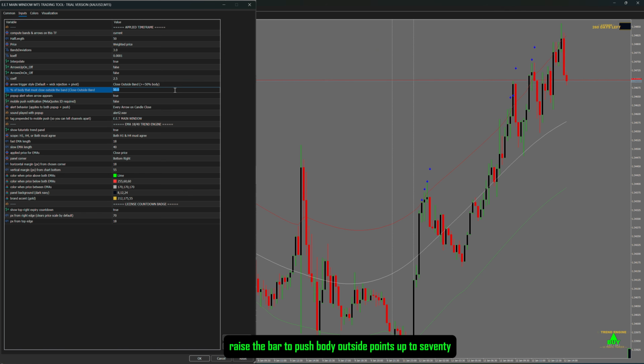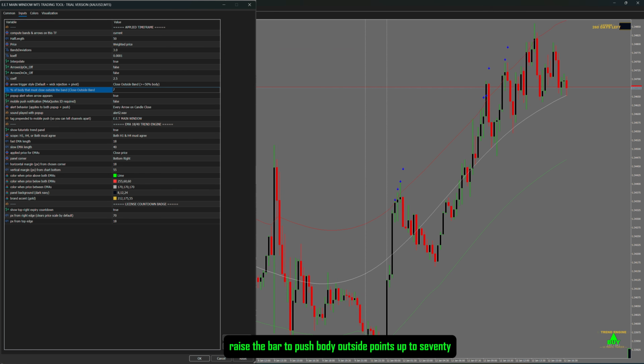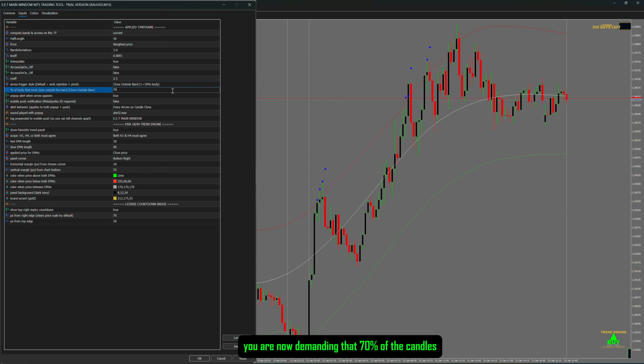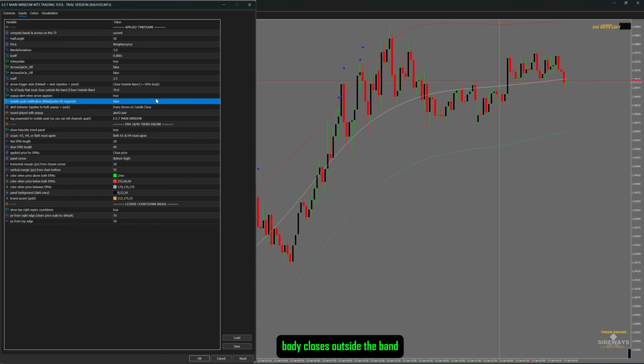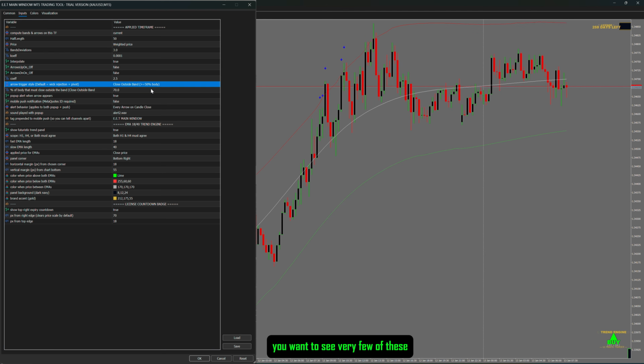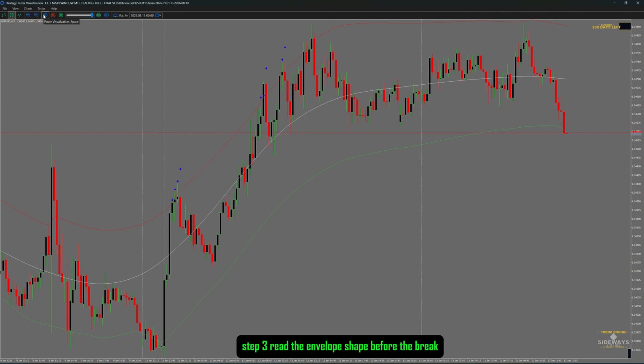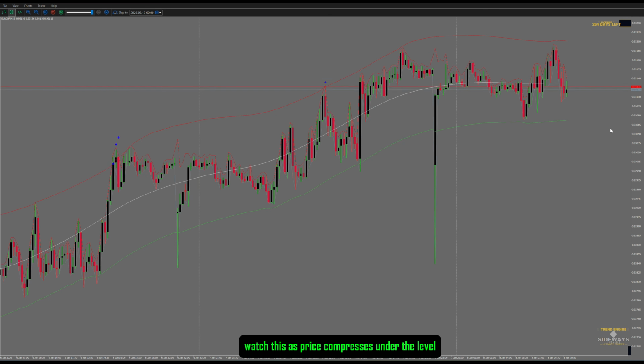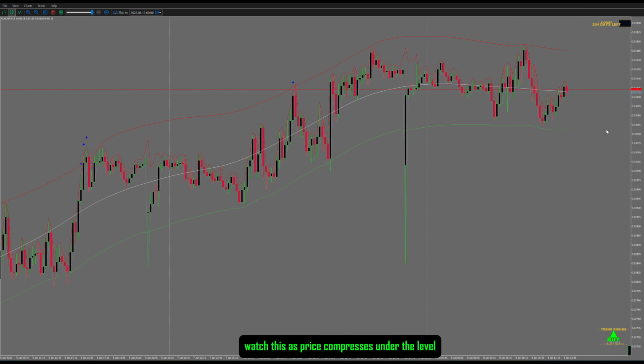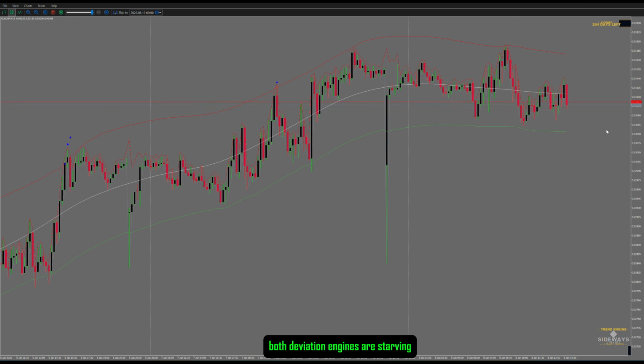Step 2, raise the bar to push body outside points up to 70. You are now demanding that 70% of the candle's body closes outside the band. You want to see very few of these. That is the point. Step 3, read the envelope shape before the break. Watch this. As price compresses under the level, both deviation engines are starving.